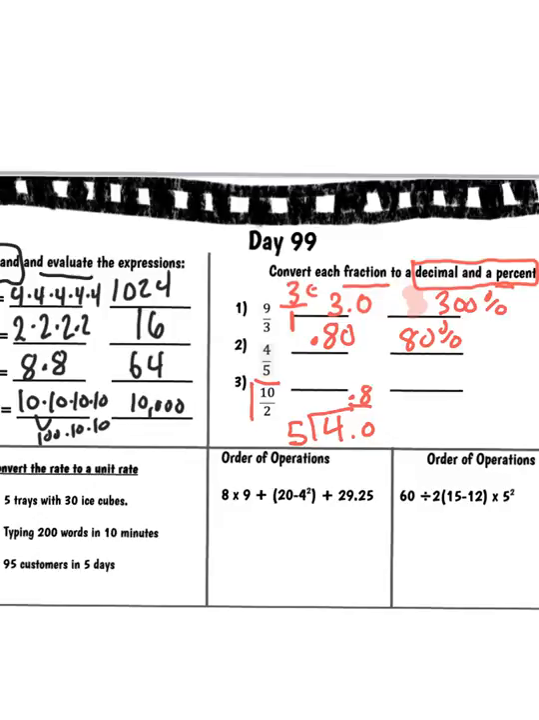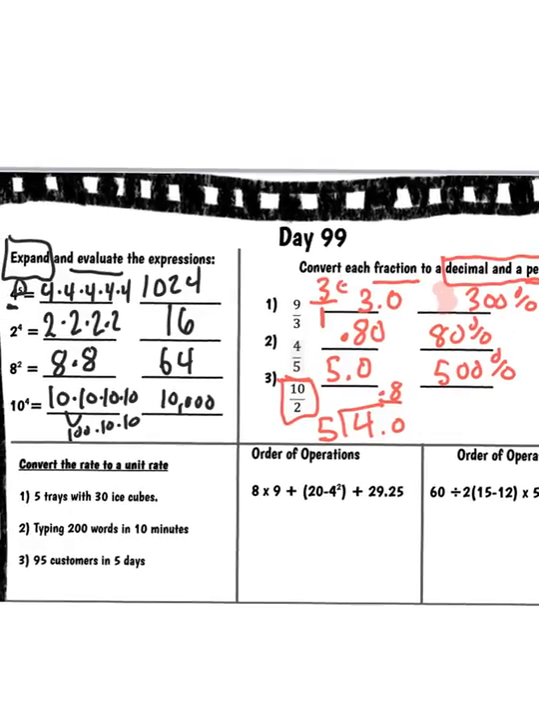Then we have this one, which is 10 over 2. Fractions are just division problems, so 10 divided by 2 is 5, which gives you 5.0, or 500%. Awesome.